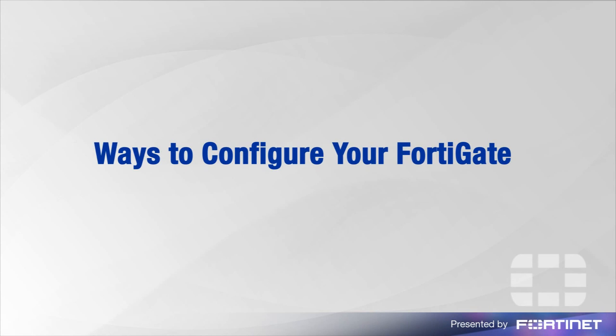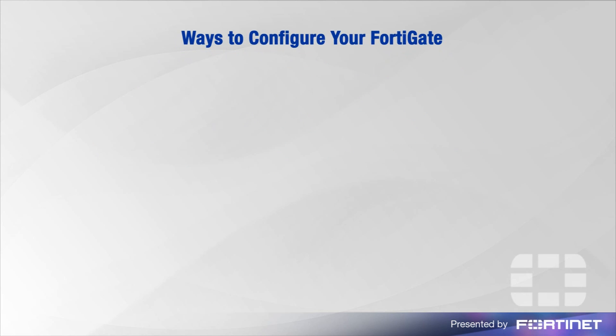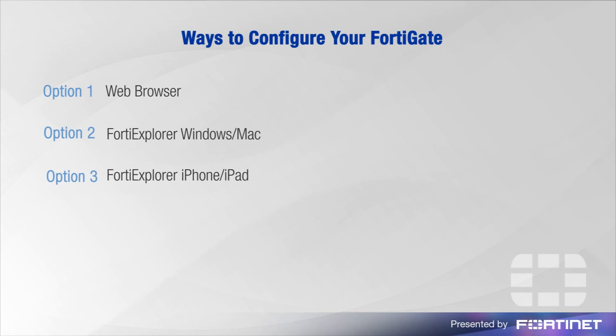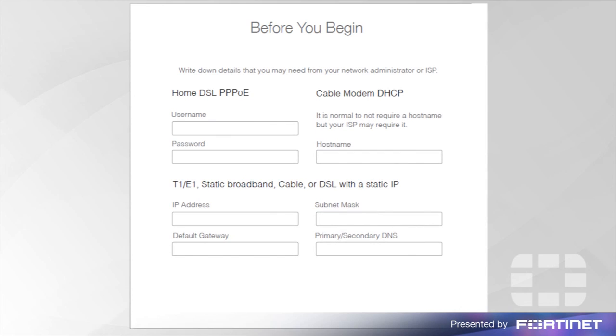In this video, you'll see how to easily set up and configure your brand new FortiGate or FortiWiFi right out of the box. The easiest way to configure your unit is via a web browser. This option is a straightforward way to set up your unit with no installation required. Alternatively, you can use FortiExplorer, Fortinet's custom-built configuration tool, to configure your unit from Windows and Macs or iPhones and iPads. Please note the following details about your network will be required to configure the WAN interface for internet connection.